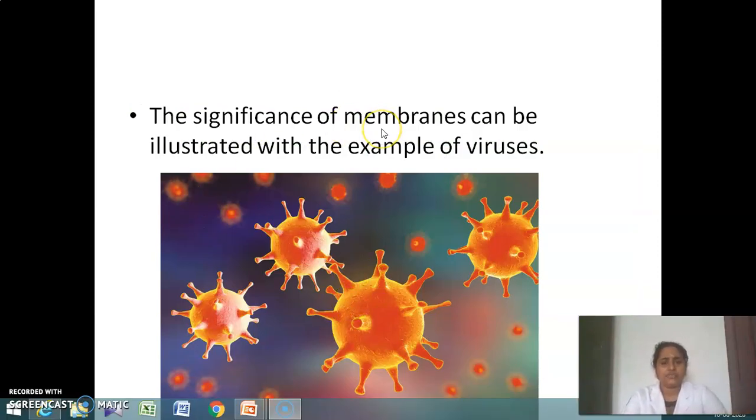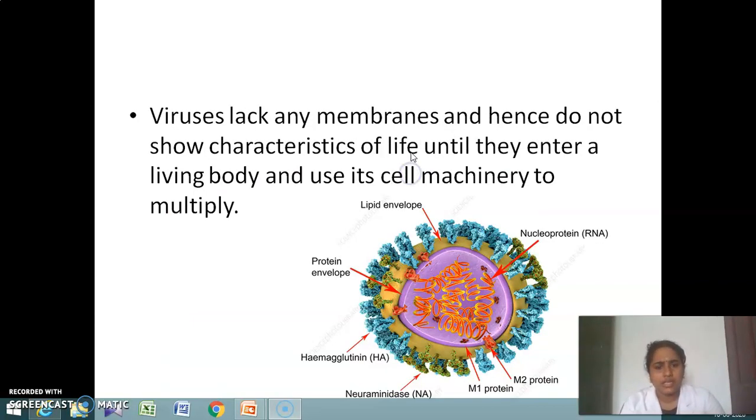But one significance is there. The significance of the membrane can be illustrated with the example of viruses. I know the term viruses is a nightmare, isn't it? Nowadays it is a nightmare. Children, what is the significance of the cell membrane? I will explain. Listen, viruses lack any membrane and hence do not show characteristics of life until they enter a living body and use its cell machinery to multiply.